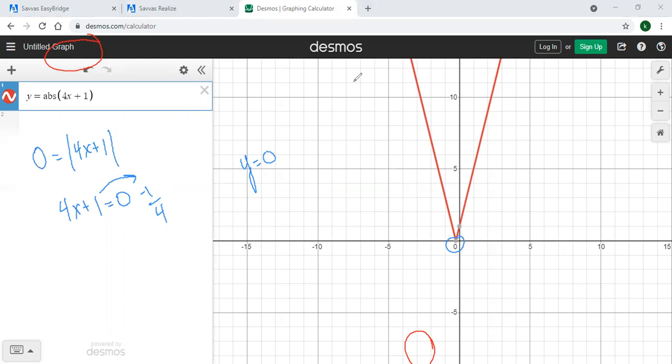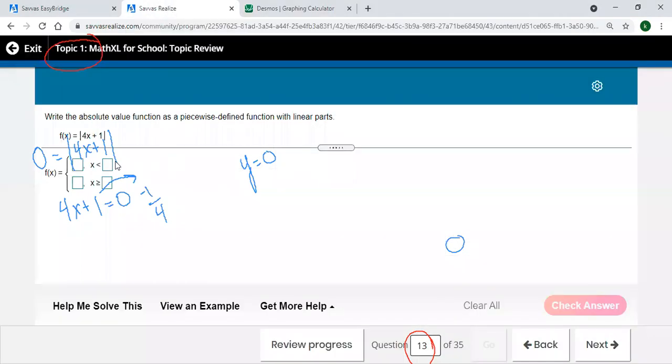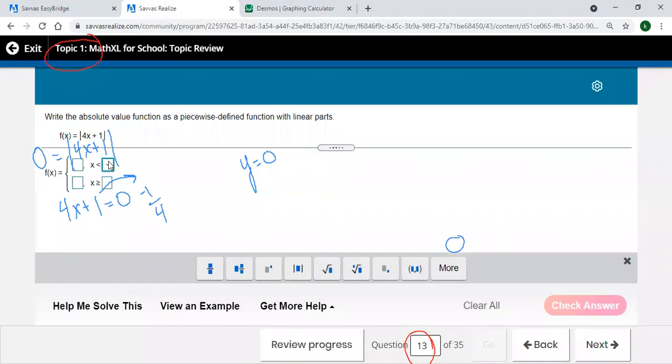So let's go back and fill that much in. That's what I messed up on last time. I was doing too much in my head and got that mixed up. So we've got negative 1/4, and negative 1/4, because that's where the graph changes. Whoops, what just happened there? Negative 1/4. All right, I think I got that. Now what we have to do is the left side over here is supposed to be the equation of each side of that line.